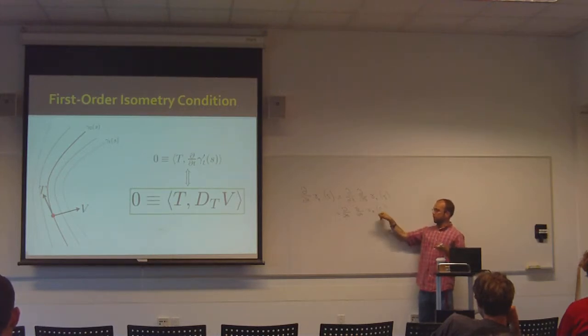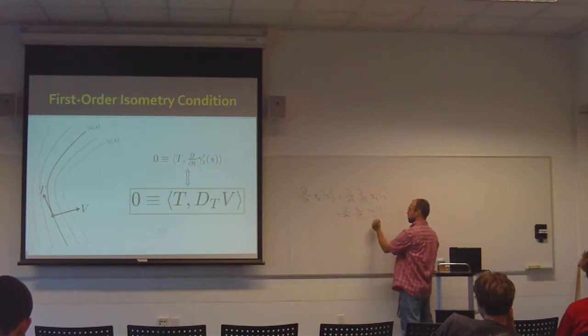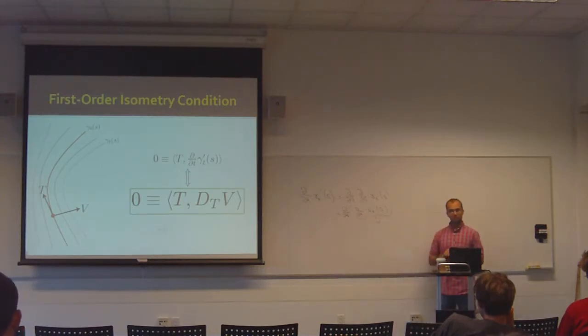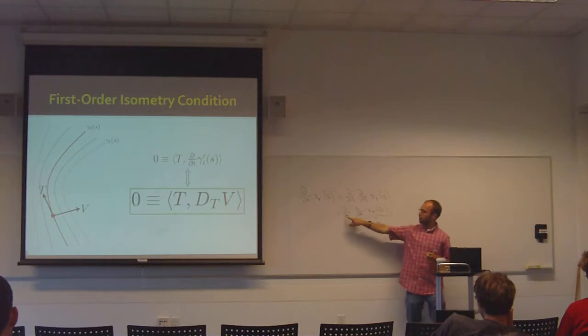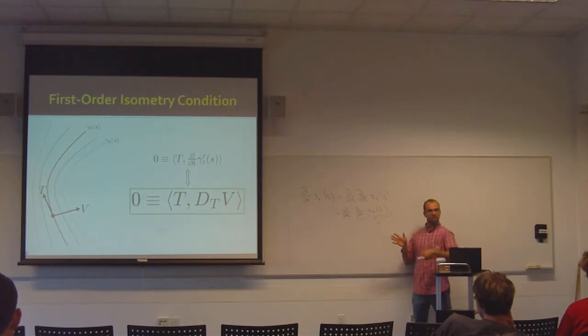Remember that now I've fixed a point on my curve at position s, and I'm looking at it as a function of time. So this is its velocity as it moves around in space. We'll call this thing v. Yeah? So what is this object? This is the derivative of this velocity vector field of my curve moving around in space along the curve itself.